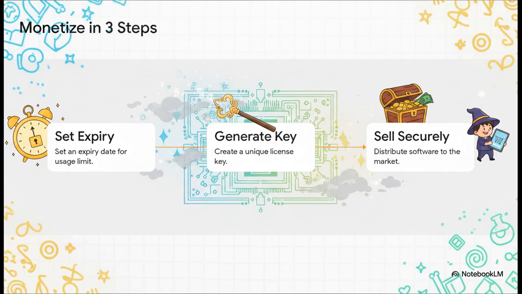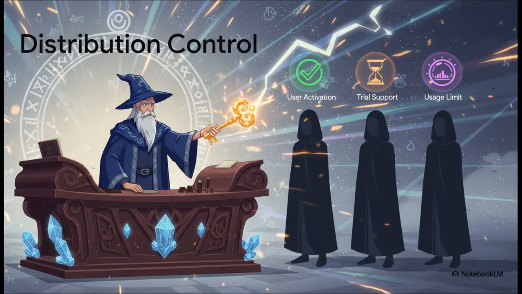Suddenly, you aren't just sharing an Excel file anymore. You are distributing licensed software. This setup gives you total distribution control. You can generate unique keys for individual users, ensuring user-based activation. That means a single file can't just be forwarded to 100 unauthorized people. You can even create trial versions and utilize a usage restrictions system. You control exactly who accesses your tool and exactly how long they get to play with it.